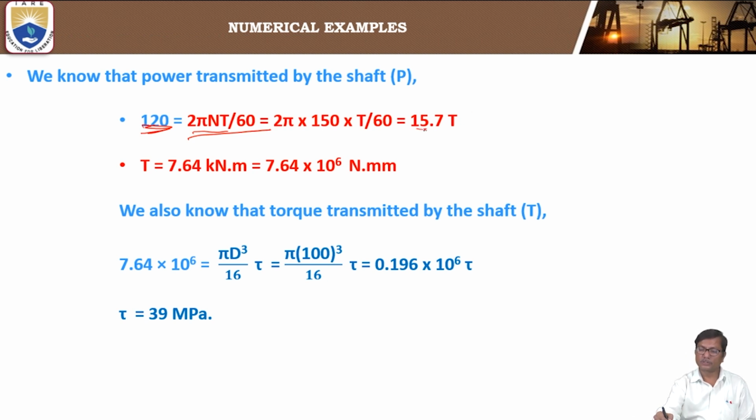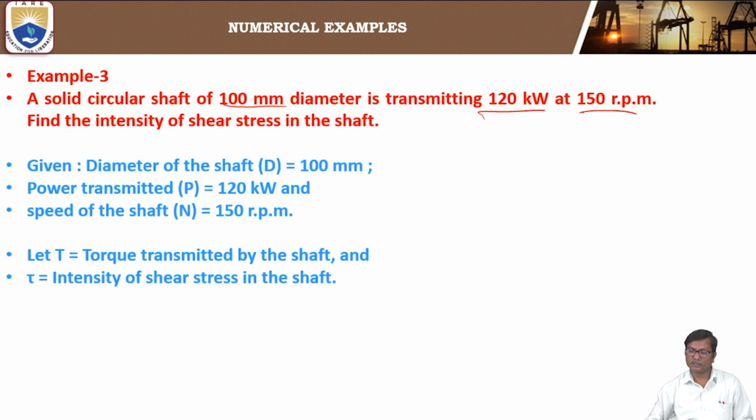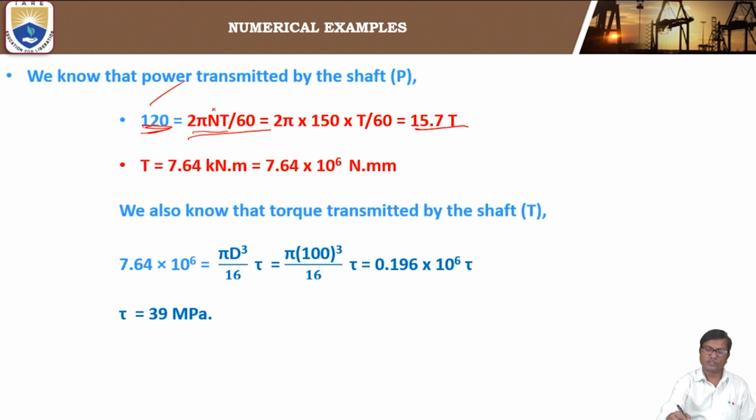Substituting the values, we will get the torque transmitted. Power is given 120 kilowatts and speed 150 RPM. So substituting the values of N, P here, you will get torque T, which is 7.64 kilonewton meters. Converting it into Newton millimeters, we have to multiply with 10 power 6. So that value we will substitute here.